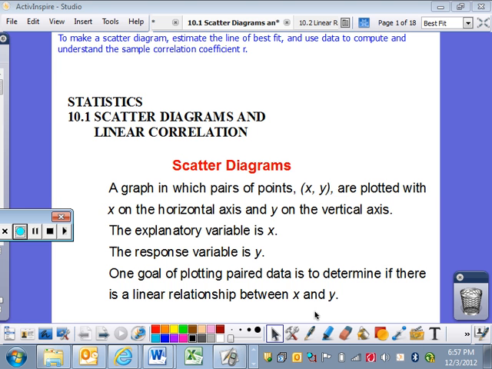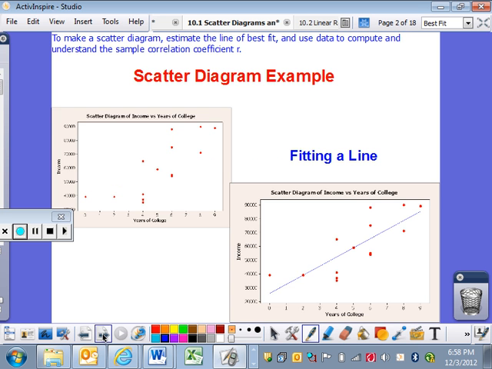And you'll also want your calculator so you can see how to make your life a lot easier. So basically, scatter diagrams or scatter plots, you just plot your points. X is the horizontal, Y is the vertical. We have what we call the explanatory variable as your X, and then the response variable, what happens as you plug X in, is your Y.